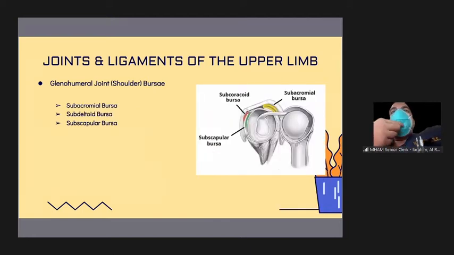As I mentioned a while ago, there are bursae in the shoulder, or glenohumeral, joint. What is the purpose of these bursae? They form a lubricating mechanism between the rotator cuff and the coracoacromial arch during movement of the shoulder joint. There are three types of bursa: the subacromial bursa, the subdeltoid bursa, and the subscapular bursa.